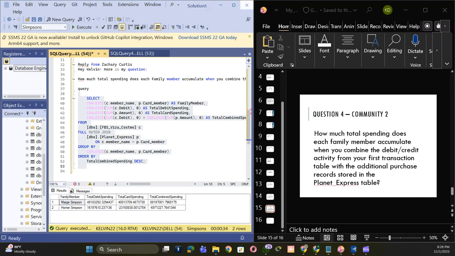After running the query, it brings out this table, and the family member is Maggie. The total debit spending is this, and the total cash spending is this, and then the combined spending.